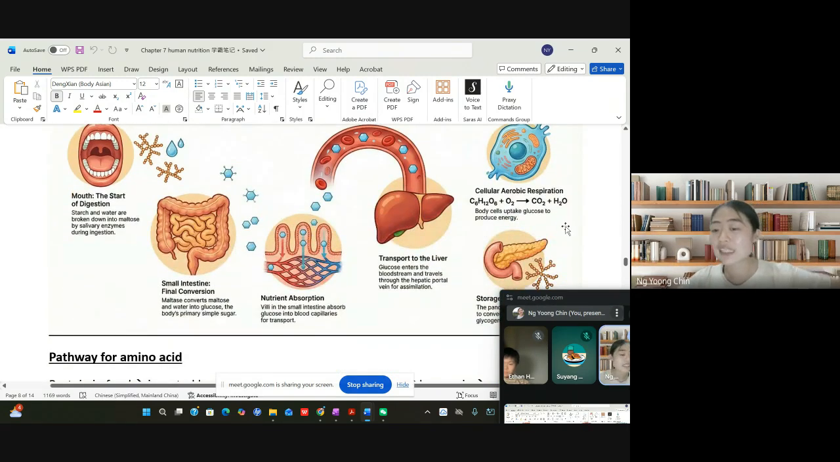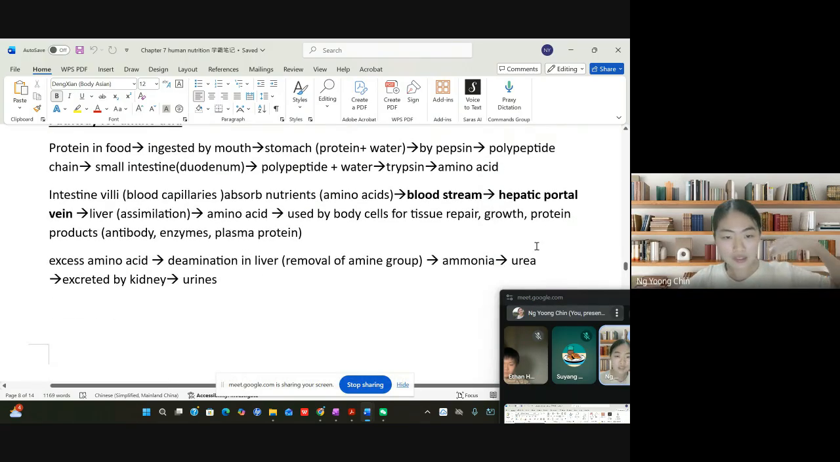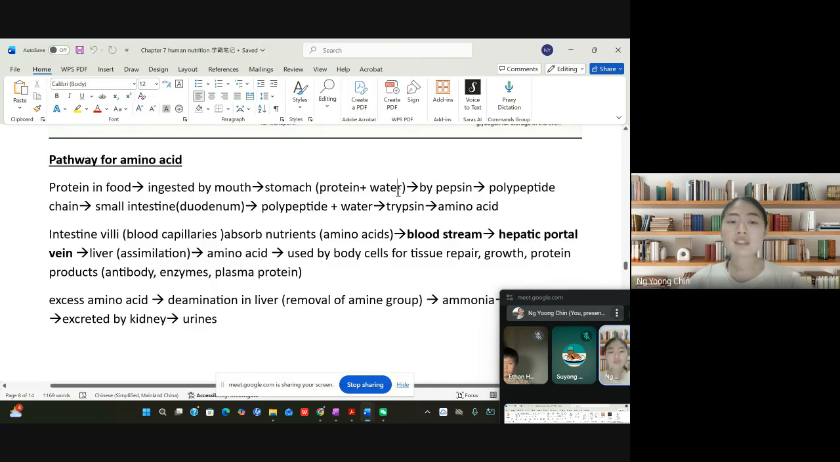You just need to understand this now, and then you will be more able to know how to answer the questions. And then for this one, the pathway for the amino acids. After the proteins, which are large molecules, are broken down by the pepsins and trypsins, they become what? Amino acids.